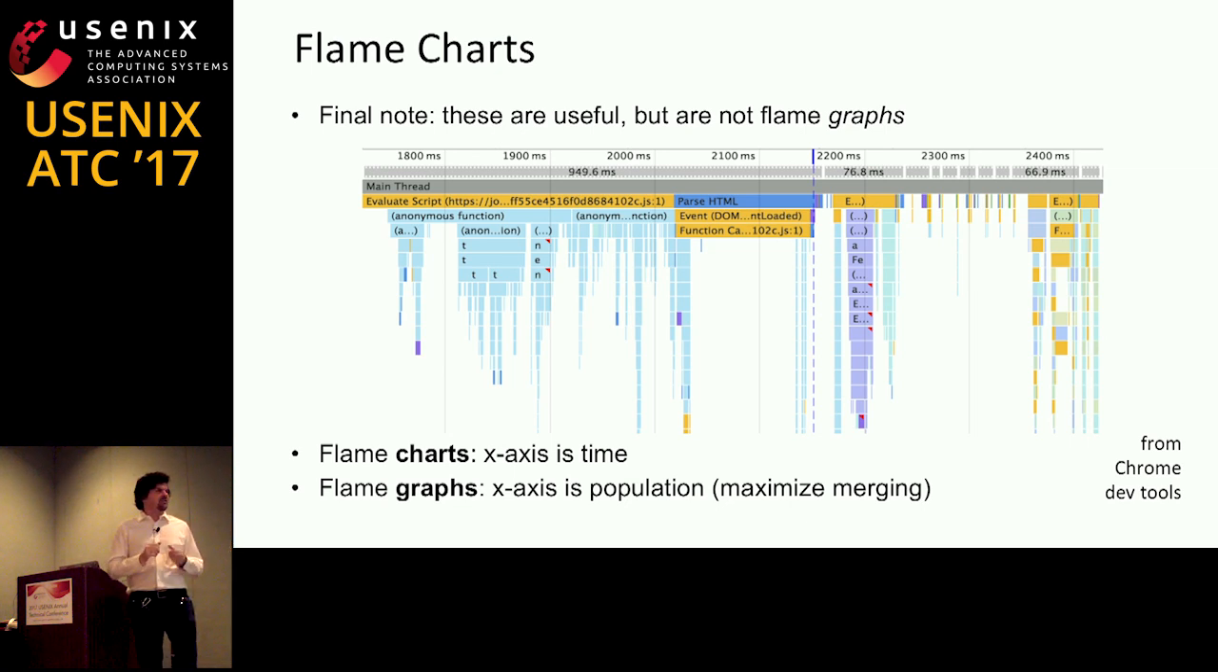And so now we kind of have this terminology where it looks like an upside-down flame graph. That's fine. It looks like a flame graph, but it's not. It's time on the x-axis. That is a flame chart. It's useful for solving different types of problems. So perhaps how things change over time is interesting.